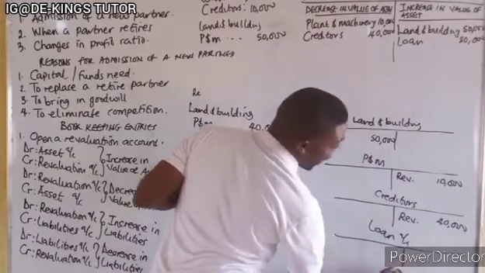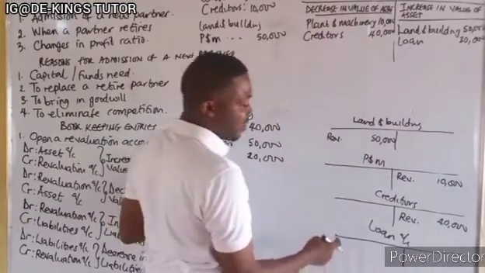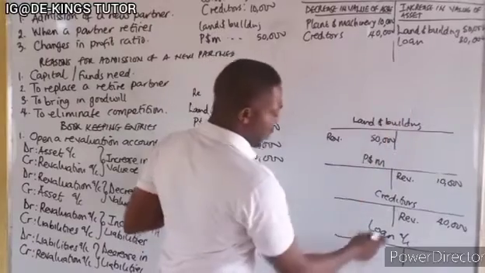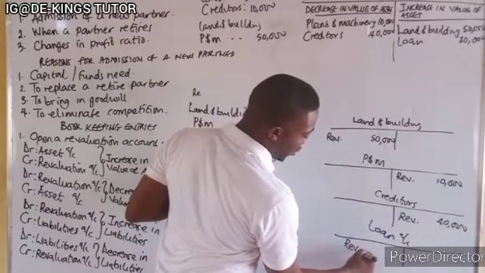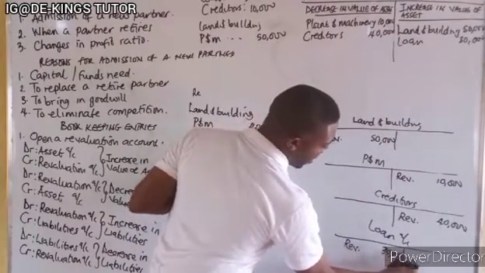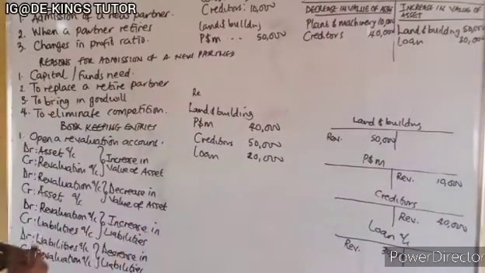That is when you are being asked to show all the entries, even in the individual ledger. So the corresponding entry will come here as revaluation, loan 30,000. Okay, so that is when you open a revaluation account to reflect all this.